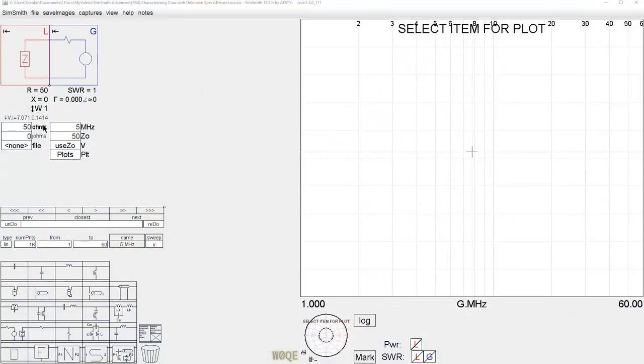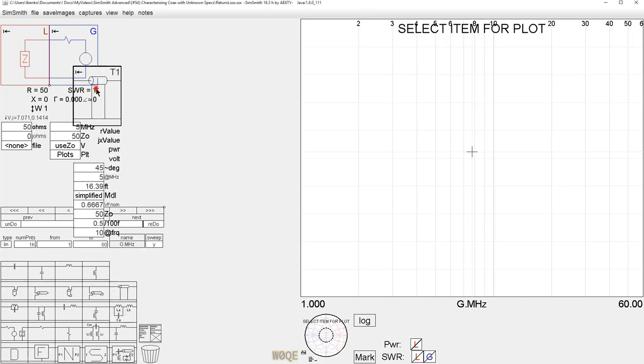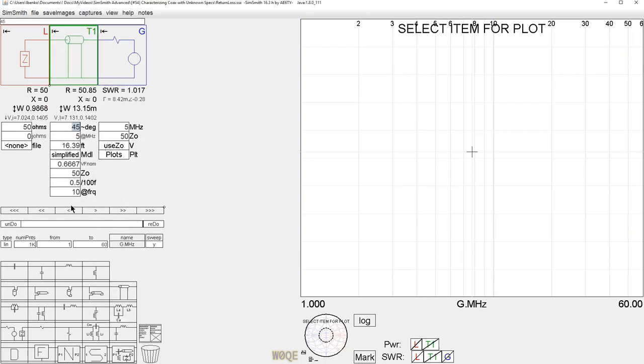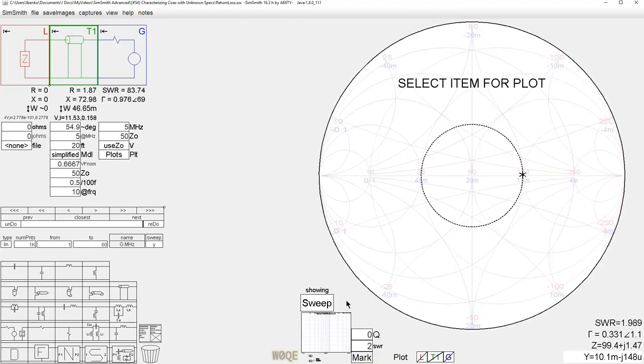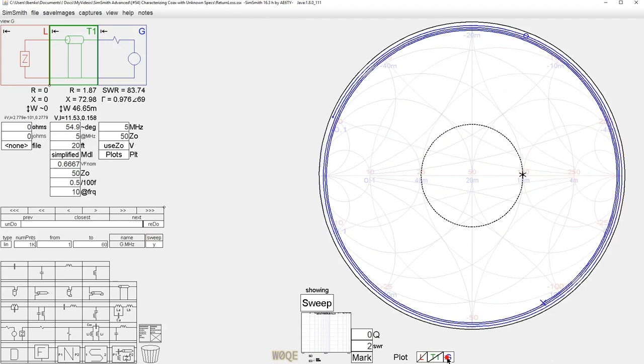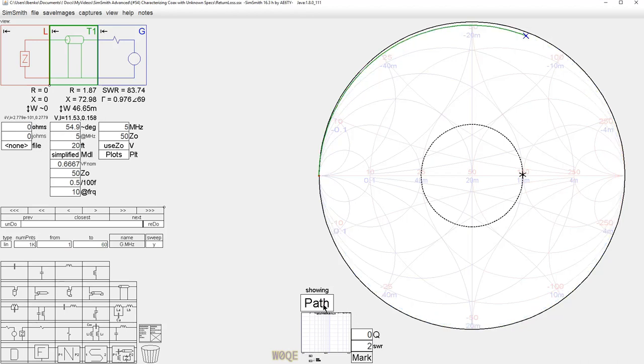Let's begin with a blank SimSmith circuit and add a piece of transmission line to it. We can use the default parameters, which is fine, and set its length to be, say, 20 feet. Let's terminate it in a short, and look at the plot. We don't need to sweep it anymore. Let's just look at the plot at, say, 5 megahertz.